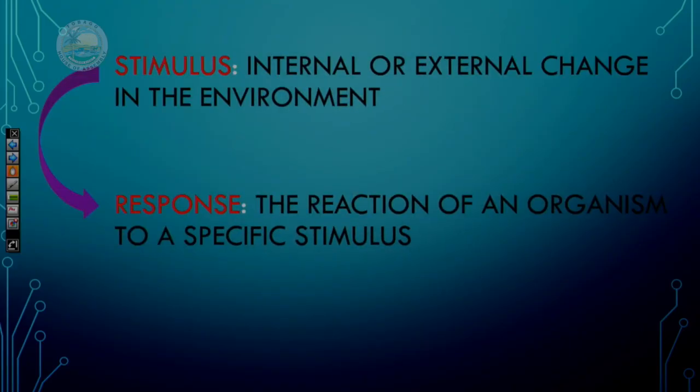So let us look at some terms that you will need to know concerning irritability. Stimulus. A stimulus is the internal or external change in the environment. An internal change could be, for example, you're feeling hungry, there's germs in your system, you're feeling thirsty, and an external change for a plant could be light. An external change for humans could be you hear a sound outside, you smell KFC. Anything that is changed in your environment would be a stimulus.